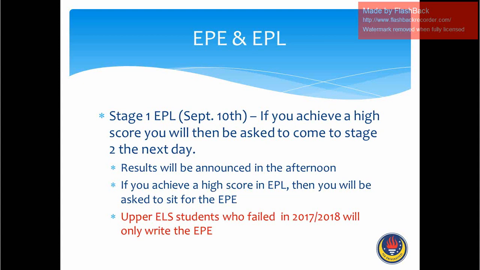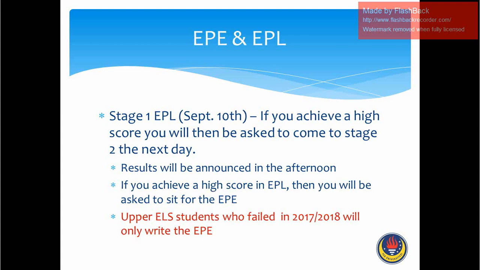So, the EPE has three stages. Stage 1 is called the EPL. Now this happens on September 10th. EPL stands for English Placement Level. If you achieve a high score, you will then be asked to come to stage 2 the next day. The purpose of the EPL is to determine what your English level is. So are you an elementary speaker of English, intermediate, or upper?